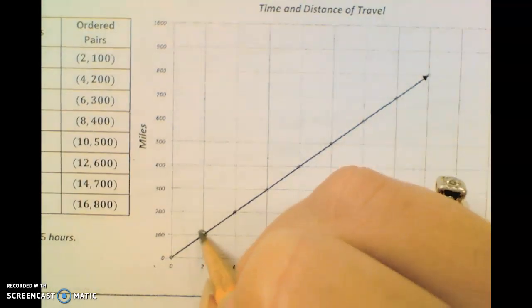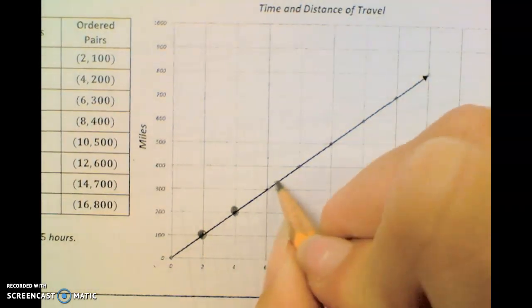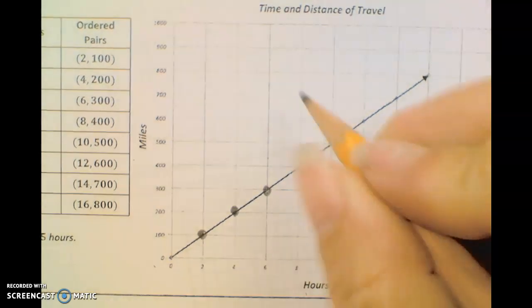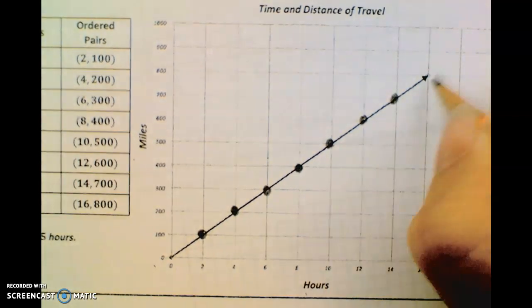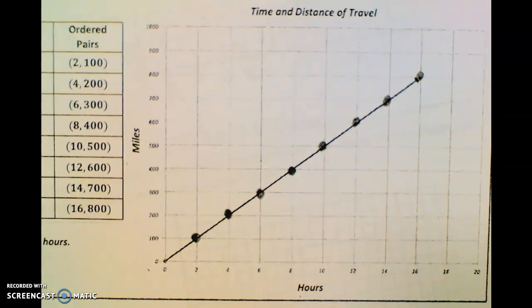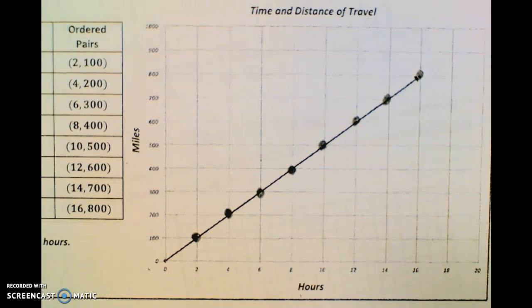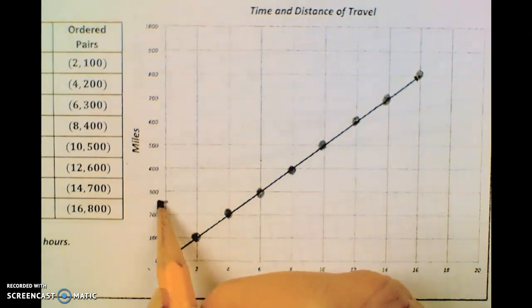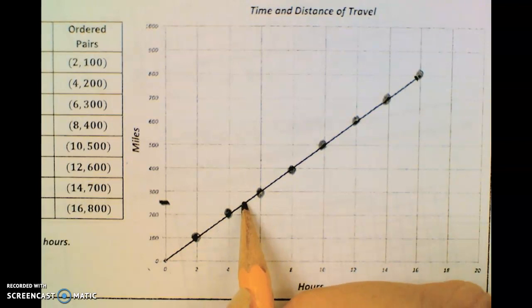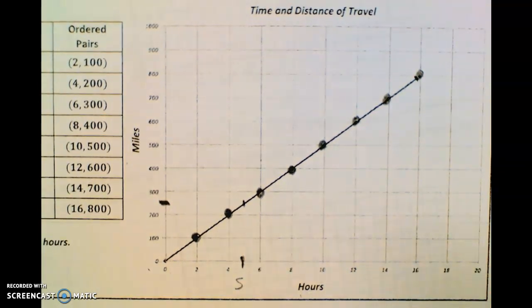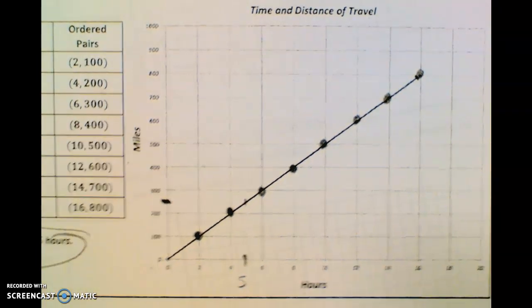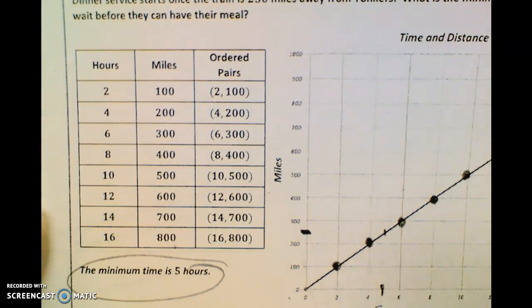So you should have had dots like these at 2 and 100, 4 and 200, 6 and 300, etc. So make sure you have those dots in place, just like this one. Then we can answer that question, where would they be at 250 miles would have been right here, and that would have also been halfway between here, so it would have taken them 5 hours before they could have their meal. So the minimum time is 5 hours.